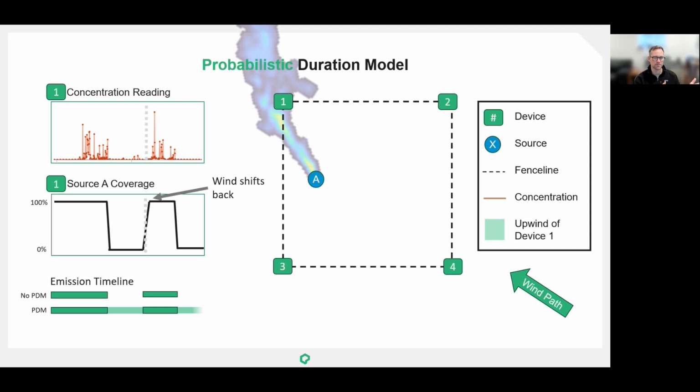Short-term blind spots caused by shifting winds shouldn't artificially chop emissions into multiple pieces or stop them instantly. And instead, the model is using that coverage probability to preserve realistic continuous emissions when the evidence supports it.